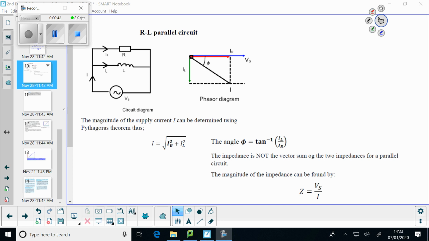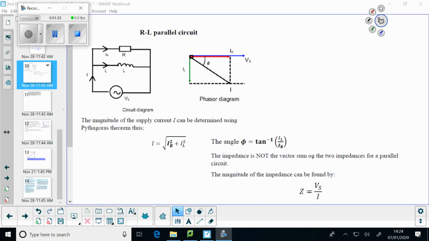We draw a phasor diagram for that. The blue phasor is Vs. The red phasor is the resistor current IR, in phase with the supply voltage. Always, you know that resistors have voltages and currents that are in phase with each other. However, the inductor current is 90 degrees lagging behind the resistor current. And then we can sum those two currents using Pythagoras theorem.